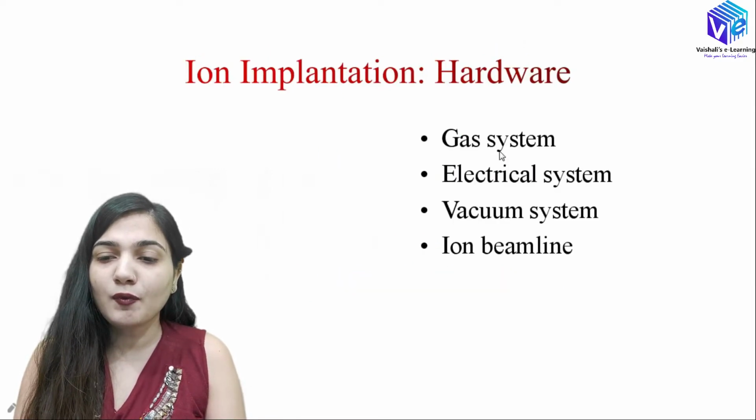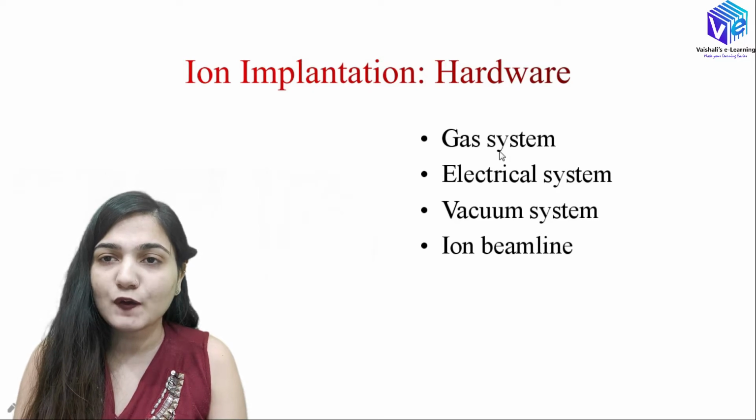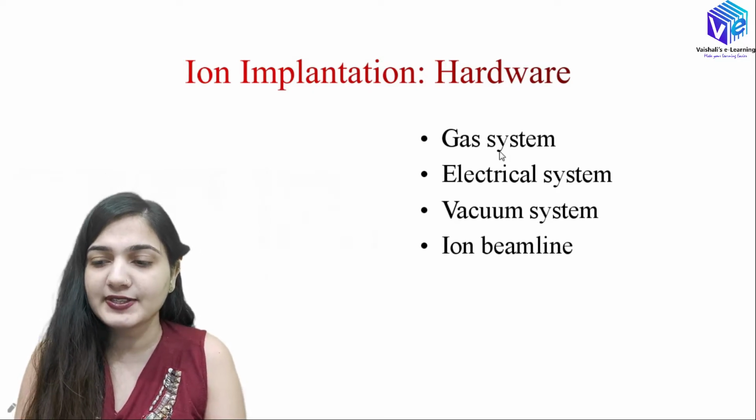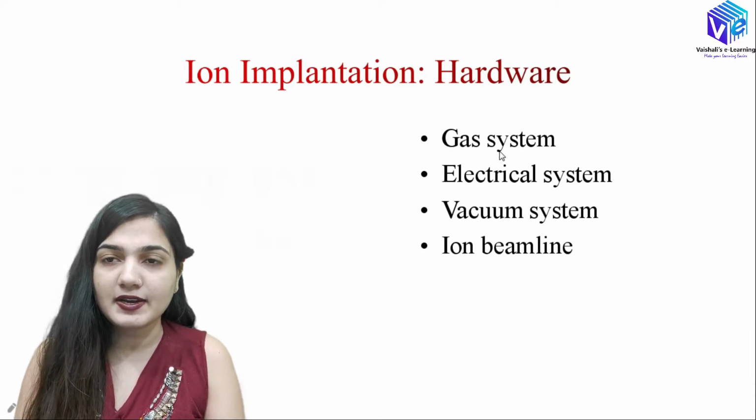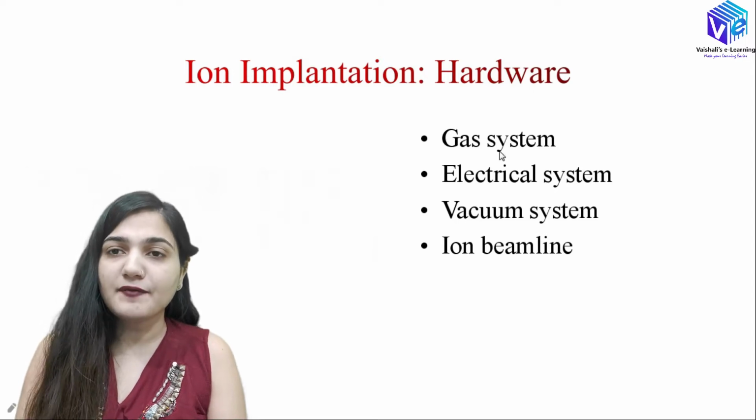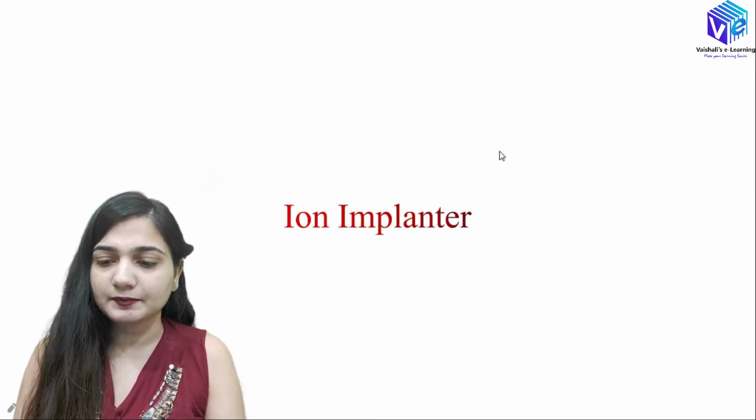So what kind of equipment are we going to discuss? We are focusing upon four types of hardware. First is the gas system, then the electrical system, then the vacuum system, then the ion beam line. All of them we are going to discuss in great detail.